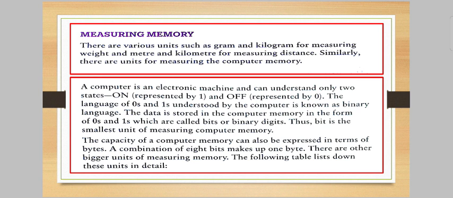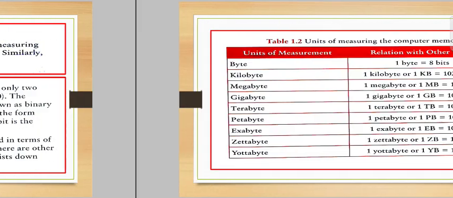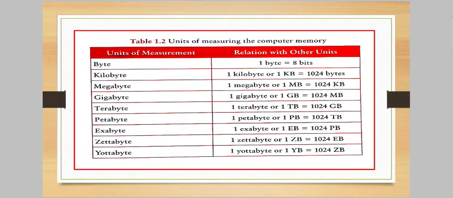The data is stored in the computer memory in the form of 0s and 1s, which are called bits or binary digits. Bit is the smallest unit of measuring computer memory. That means bit is the smallest unit of computer memory. The capacity of computer memory can also be expressed in terms of bytes. A combination of 8 bits makes 1 byte. There are other bigger units for measuring memory. Here you can see the list of units of measurement.